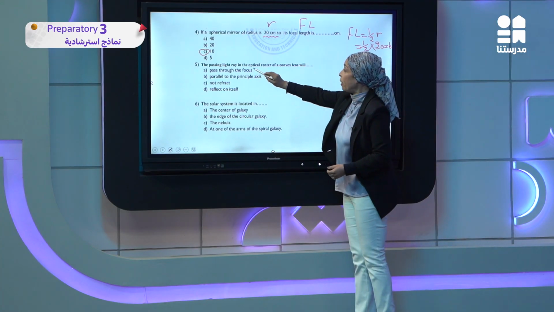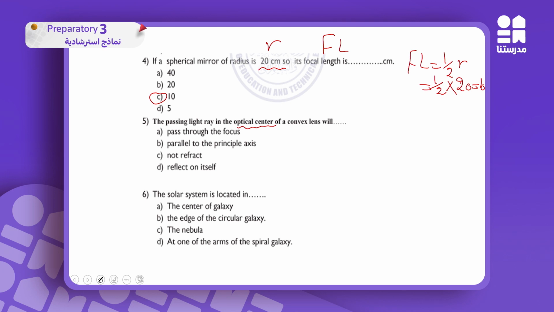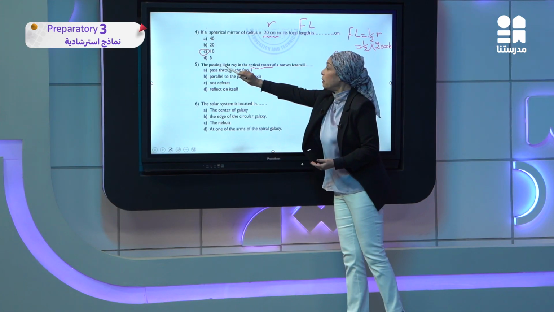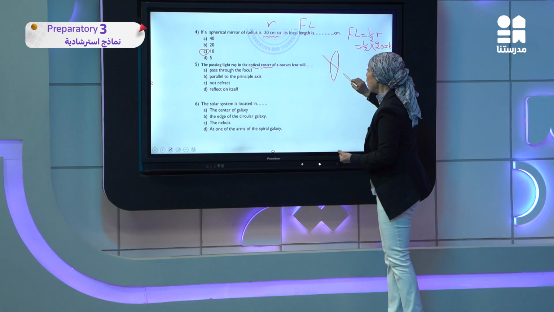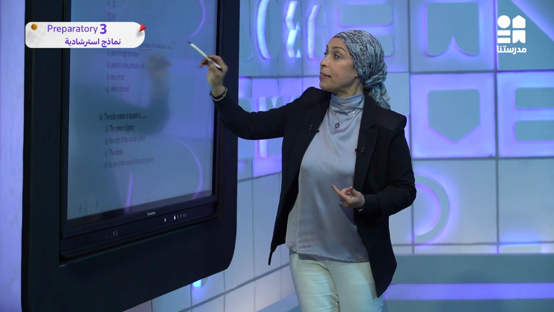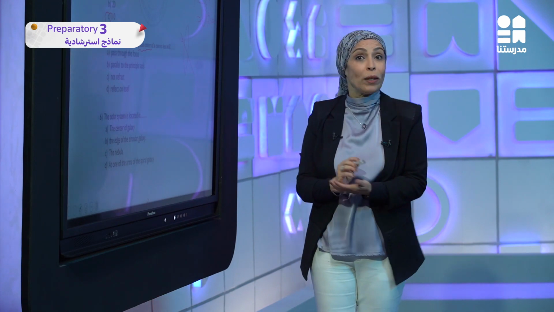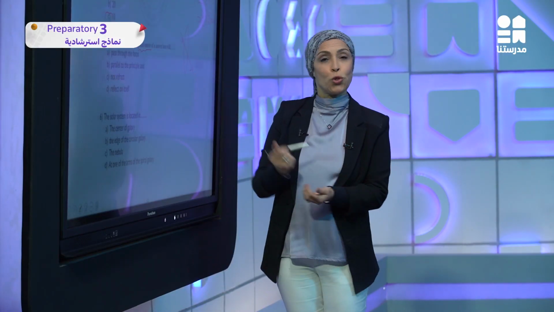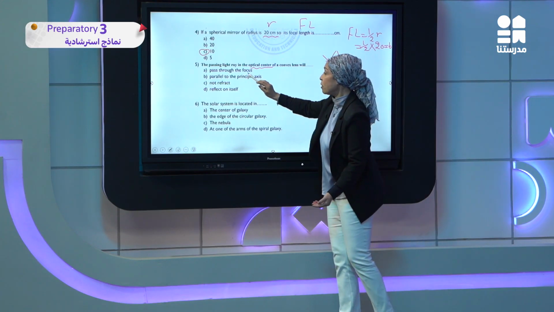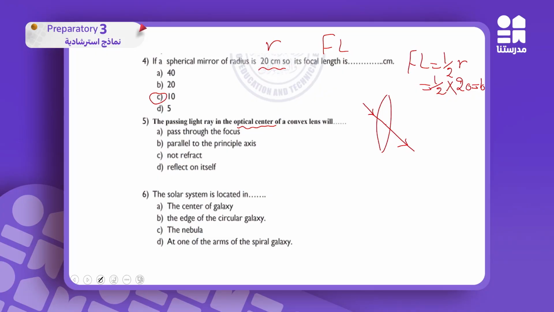The light ray passing through the optical center of the convex lens. You know all of you, this is the convex lens, and this is the optical center of the convex lens. Okay, he said to me, the light ray passing through this optical center, what happens to the light ray? Of course, you're going to draw it and memorize. If the light ray passes through the optical center of the convex lens, what happens to it? It passes without any refraction. So I solve it, then I'm going to choose my answer. Is it pass through the focus, or parallel to the principal axis, or no refraction, or reflect on itself? So the answer is no refraction, as you draw it alone.